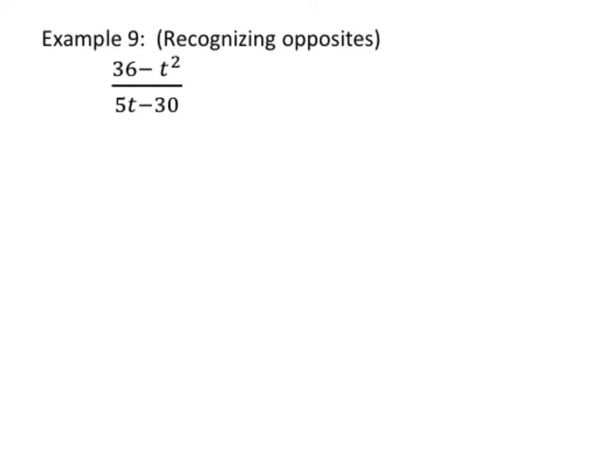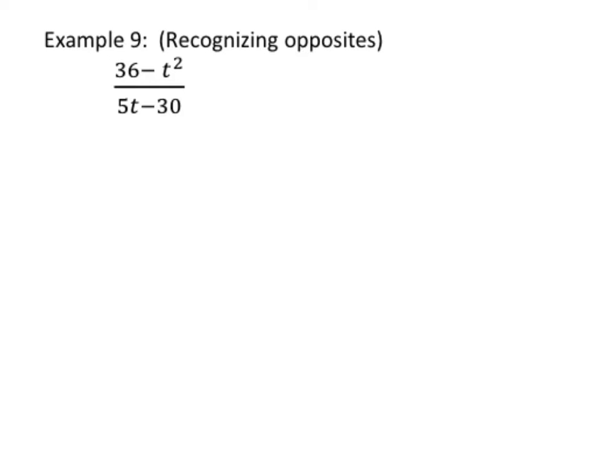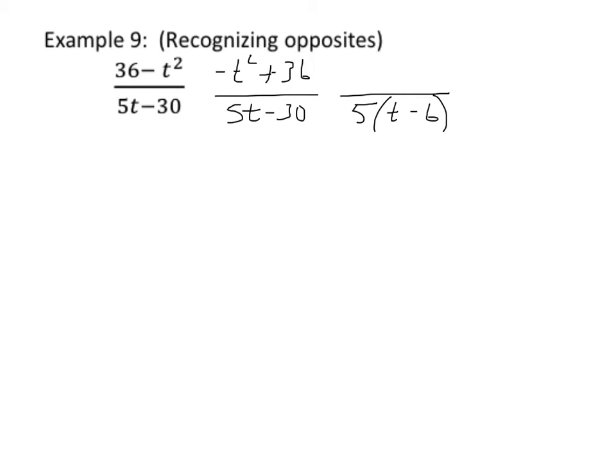Well, in this first one, notice that we have 36 minus t squared. Now if I wrote that like the other ones, I would put the t squared term first, but it's negative, so I write that with a negative, and I go plus 36 all over 5t minus 30. Now looking at this, I see that I can factor the denominator by taking a 5 out, and I get t minus 6. And it looks like I'm done.